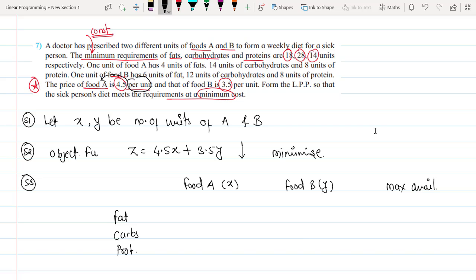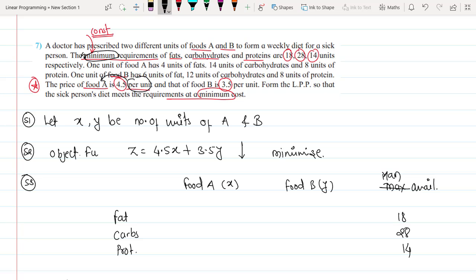See here, it says minimum requirement. Minimum requirement means fats should be minimum 18, not a maximum. So in food A and food B, there should be minimum 18 units of fats, 28 units of carbs, and 14 units of proteins. Okay, so these are the minimum.